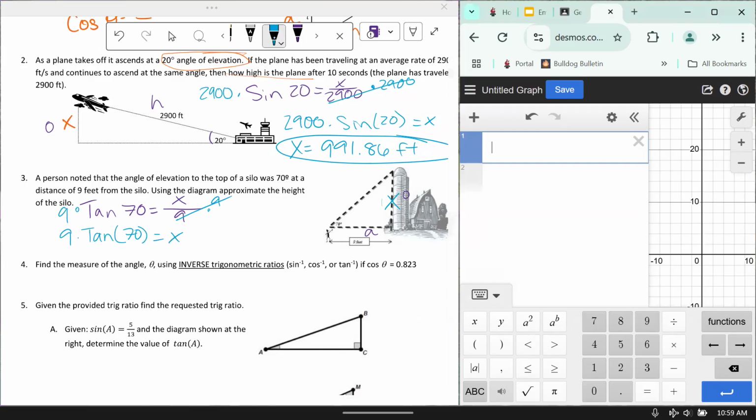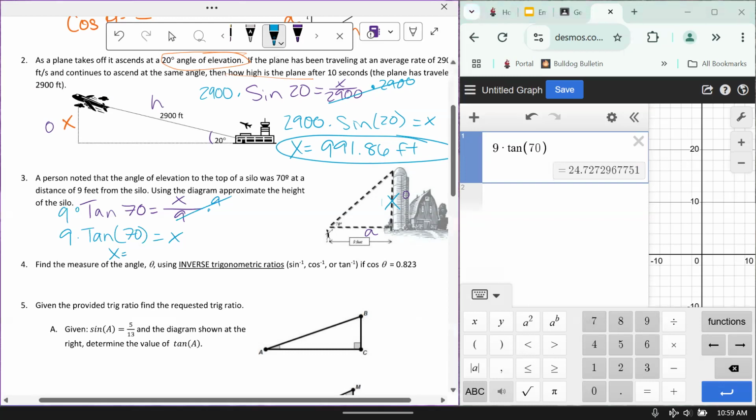Plug it into our calculator: 9 times tangent of 70, close the parentheses, equals 24.73. So x equals 24.73 degrees. And there you go.